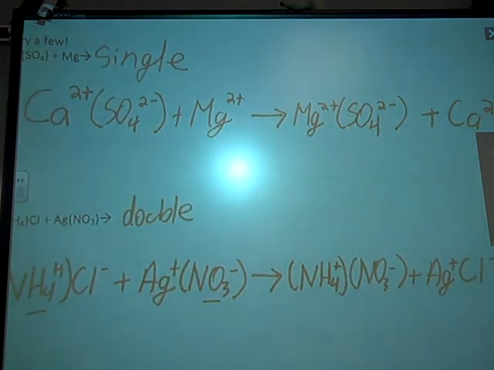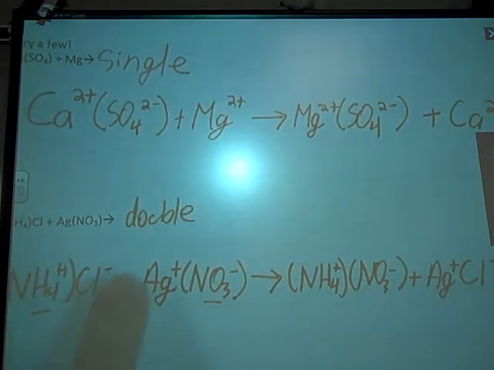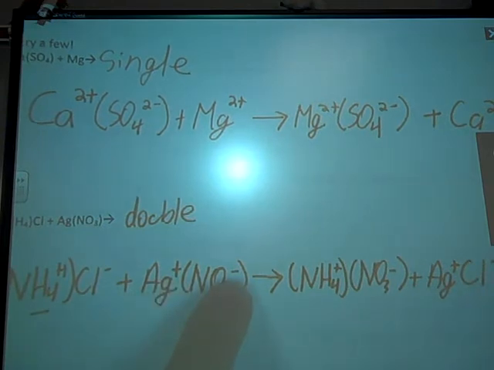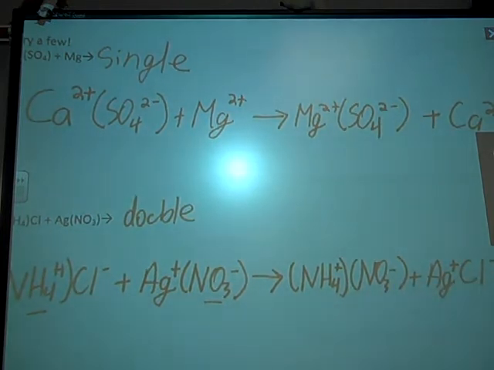Now we would go back and we would double check that all of my compounds in fact add up to 0. 1 minus 1 equals 0. 1 minus 1 equals 0. If there was anything here that did not equal 0, you would have to balance those charges with subscripts.